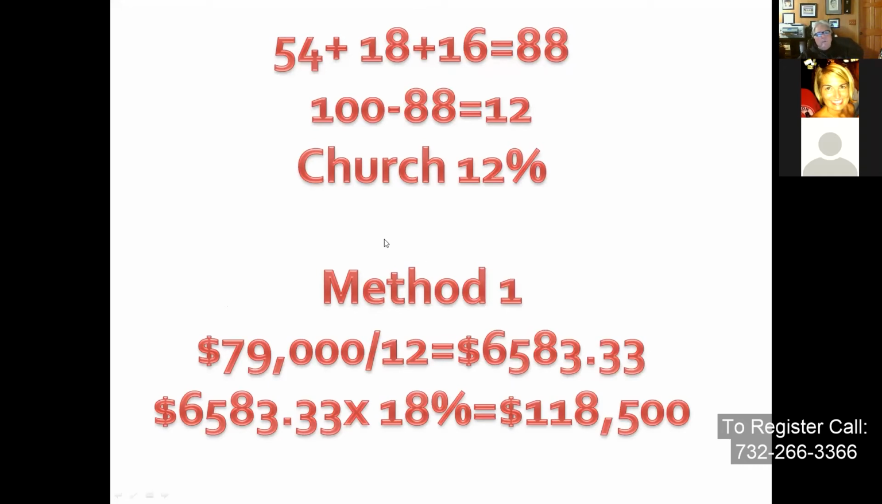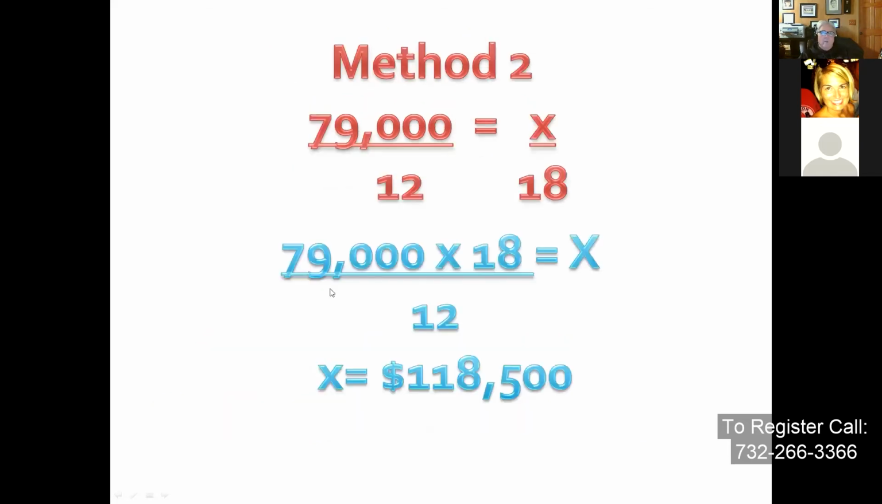So all we did was three steps. One was to find out how much the church got. Step two was to find out how much each percentage was. Step three was to multiply how much each percentage was by what percentage the daughter had, and you came out with 118,500. A second way to do it is by the rule of proportions.